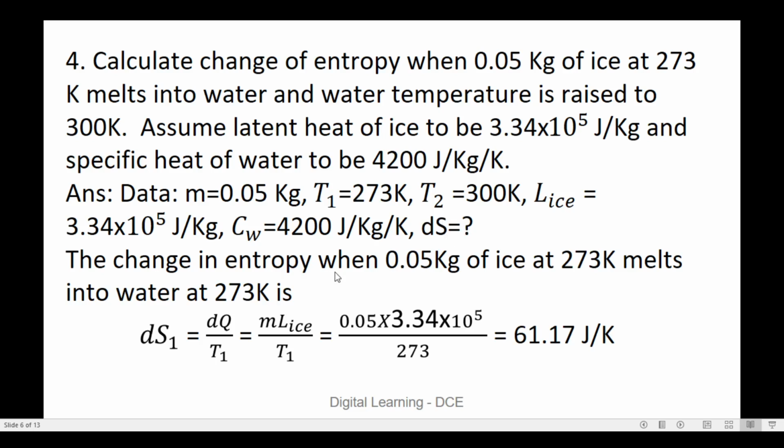The change in entropy when 0.05 kg of ice at 273 Kelvin melts into water at 273 Kelvin is given by, let me represent it by ds1. So ds1 will be equal to dq divided by T1. But here in this case dq equals m into latent heat. So m L ice divided by T1. So now substituting the values and simplifying, we get ds1 will be equal to 61.17 joule per Kelvin.